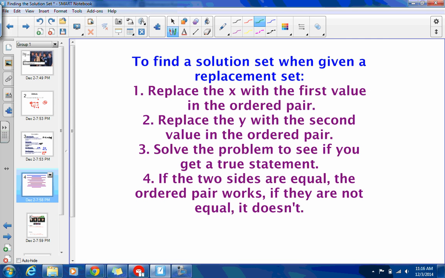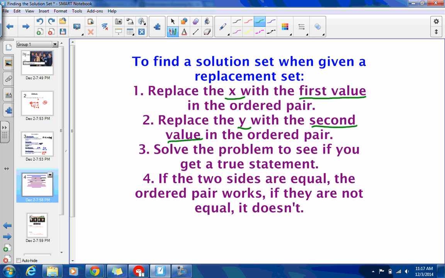1. Replace the x in the equation with the first value of the ordered pair. Remember, the x is always the first value, so don't mix it around just because the x might be on the left side of the equation or on the right side of the equation. Replace the x with the first value of the ordered pair, and replace the y with the second value of the ordered pair. That's the main thing. If you can do that, if you're good at substituting in, you'll be able to figure this out.